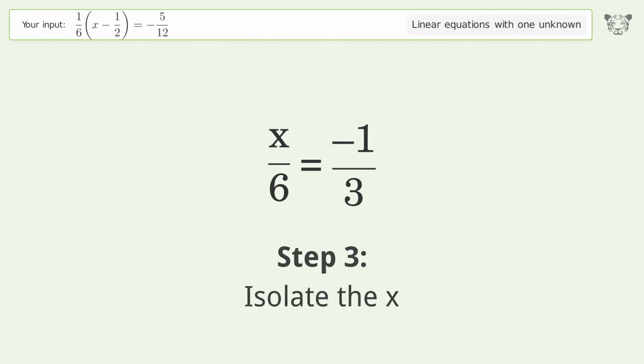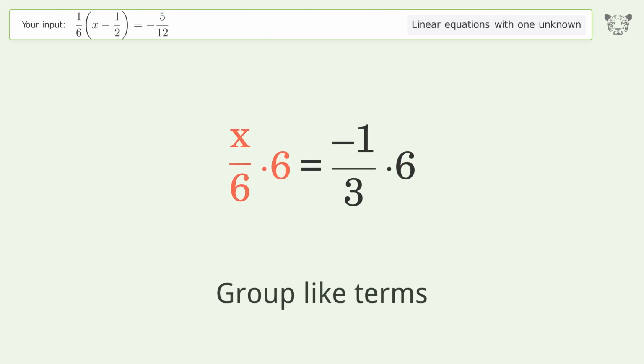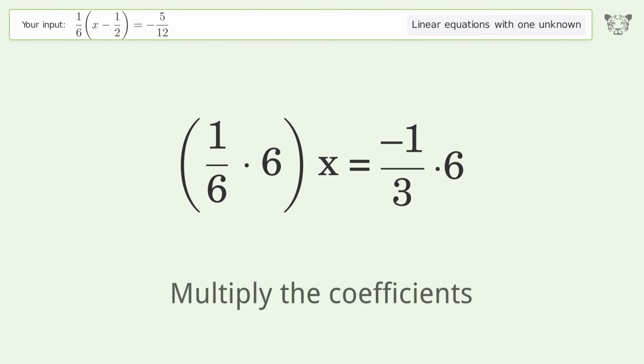Isolate the x. Multiply both sides by 6. Group like terms. Multiply the coefficients.